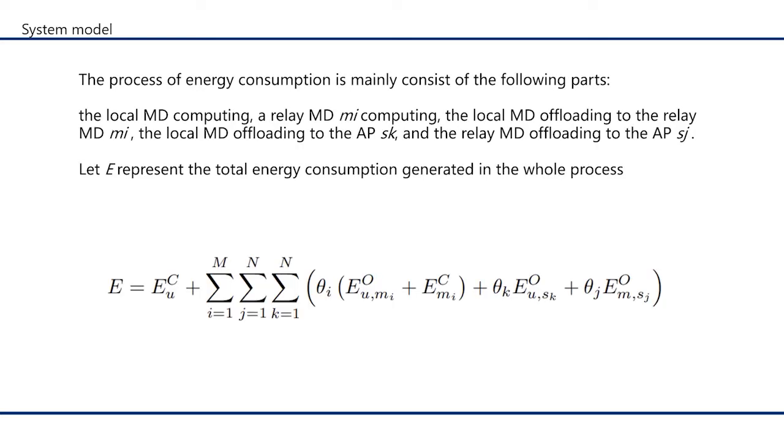The process of energy consumption mainly consists of the following parts: the local mobile device computing, the relay mobile device MI computing, the local mobile device offloading to the relay mobile device, the local mobile device offloading to the access point, and the relay mobile device offloading to the access point. Let E represent the total energy consumption generated in the whole process. So we have this formula.